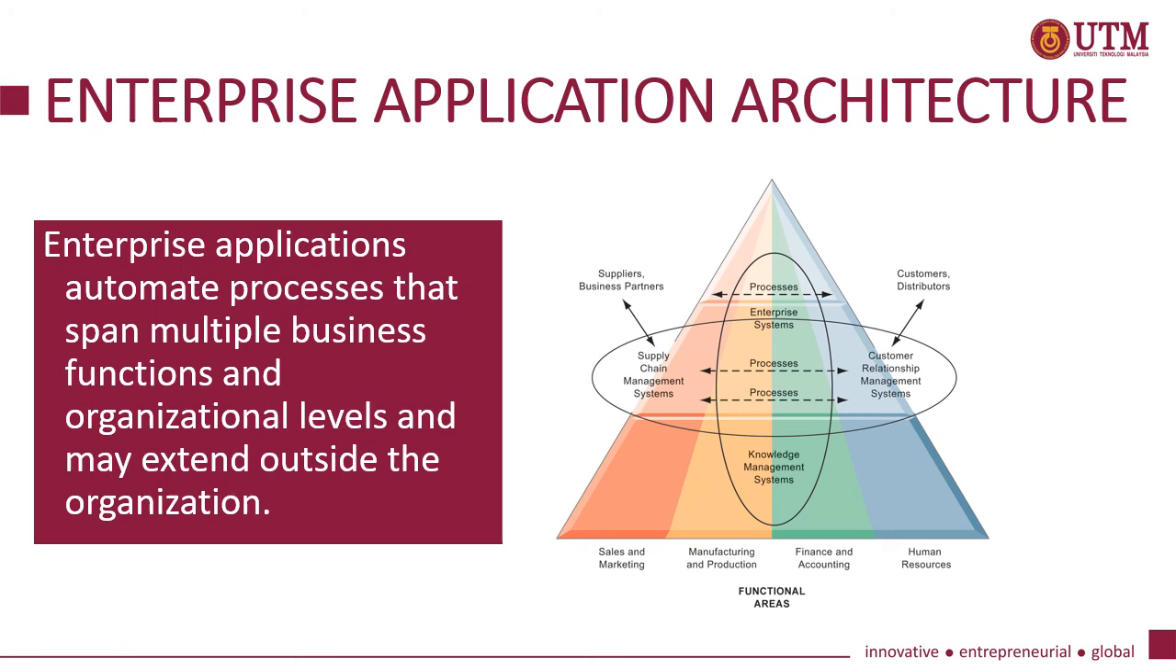Enterprise Application Architecture. Enterprise applications automate processes that span multiple business functions and organizational levels and may extend outside the organization. As you can see in the figure, we have 4 functional areas: sales and marketing, manufacturing and production, finance and accounting, and human resources. Enterprise applications comprise all these 4 functional areas, and they can also extend outside the organization, such as suppliers, business partners, customers, and distributors. They can also span throughout organizational levels, from the bottom to the top.